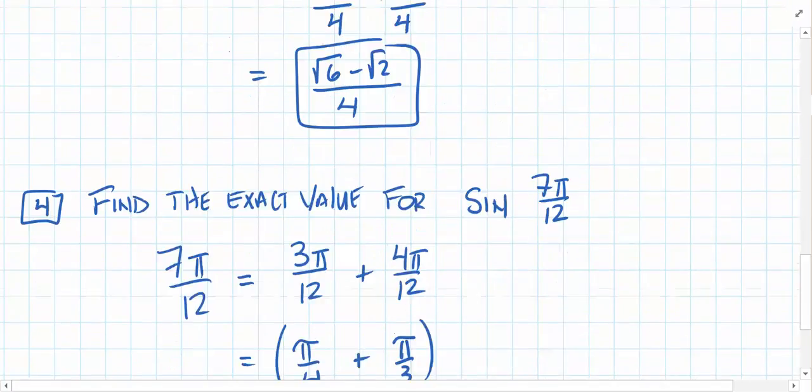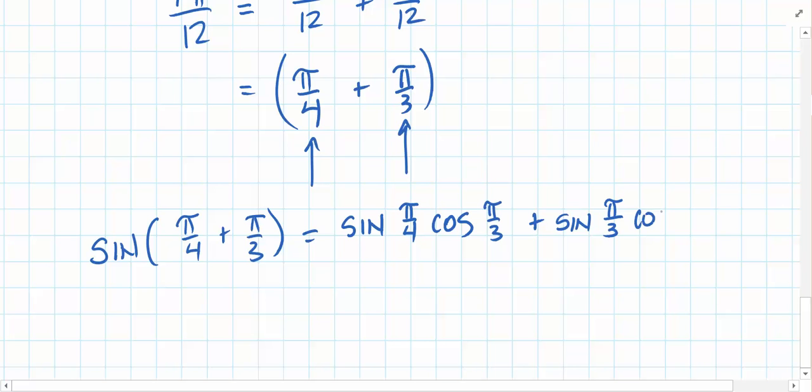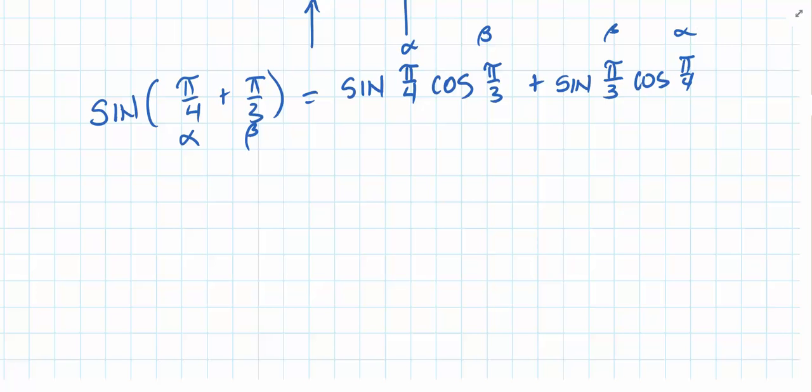So here we go. This is going to be the sine of pi over 4 times the cosine of pi over 3, plus or minus? Plus the sine of pi over 3 times the cosine of pi over 4. So moving along here.